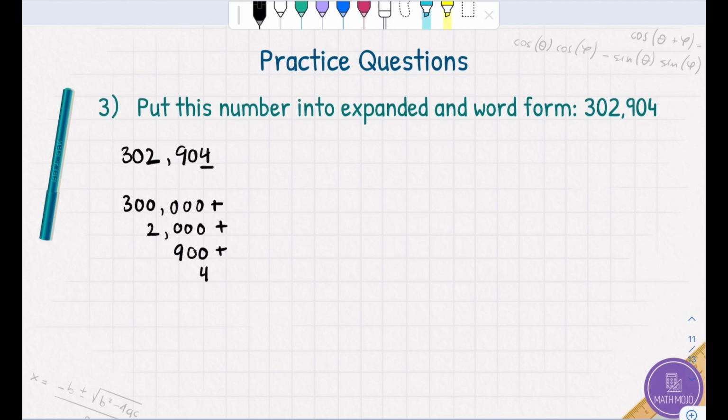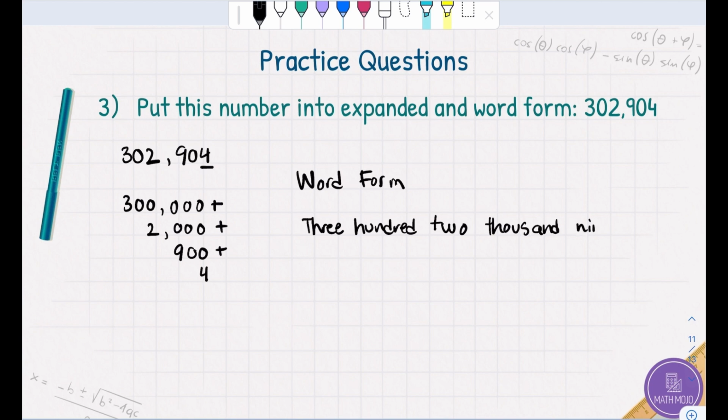And now for our word form, we would simply just write it out as this word, I don't know how to write a word form. It would be 300, it would be 300 2,904. So these are the answers for this question.